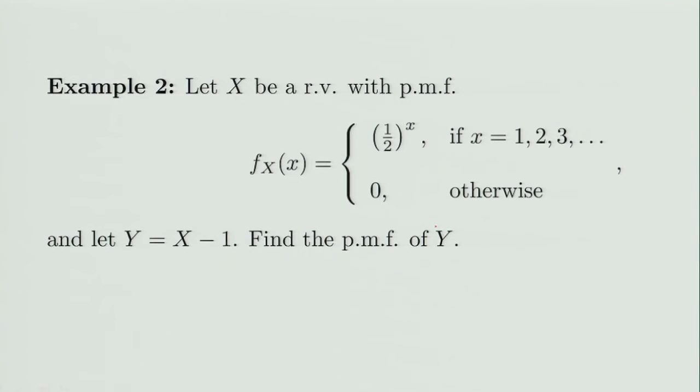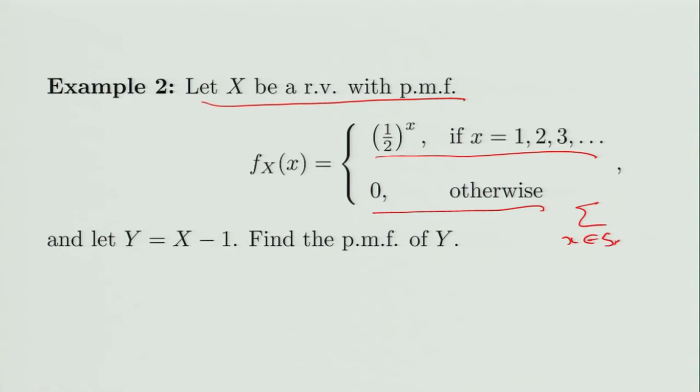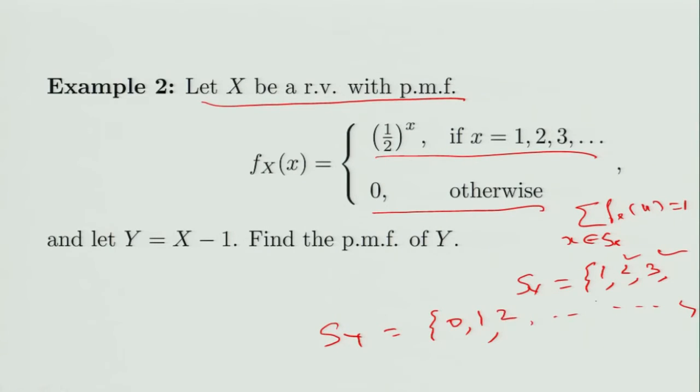Now let's consider the following example. Suppose x is a random variable with probability mass function (1/2)^x if x is 1, 2, 3, and so on, and 0 otherwise. This is clearly a proper probability mass function. You can sum f_X(x) over S_X, and this is 1, where S_X is the set of points where it takes values with positive probability, which is 1, 2, 3, and so on. So clearly, S_Y will take values x minus 1, so 0, 2 minus 1 is 1, 3 minus 1 is 2, and so on. So my S_Y becomes this.